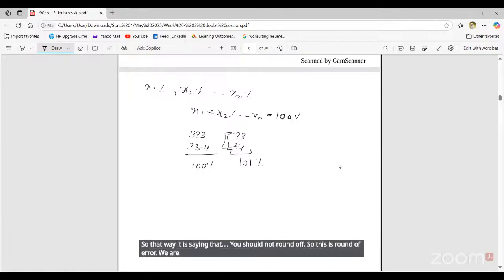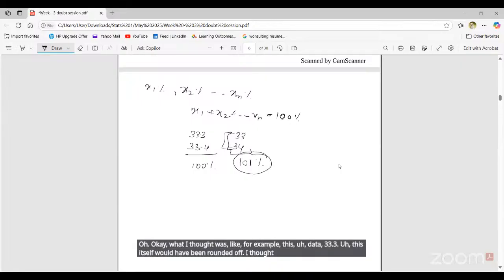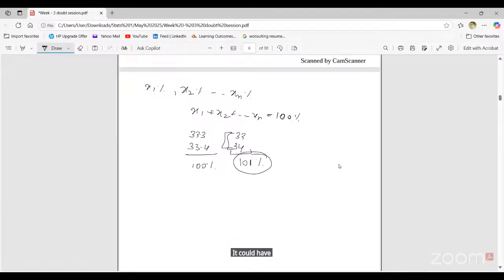We are rounding it off, and by rounding it off, we are getting more than 100%. What I thought was, for example, this data 33.3 itself would have been rounded off. It could have been 33.32, so in the pie chart they mention 33.3 after rounding. Is my thought process correct? I'm just extrapolating to another case. Should I think like that?